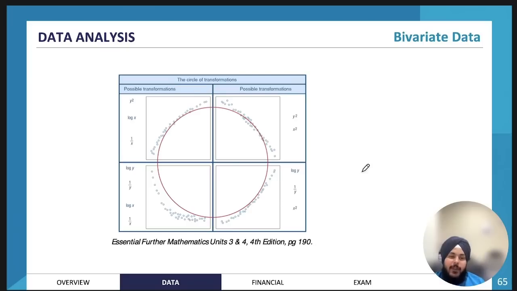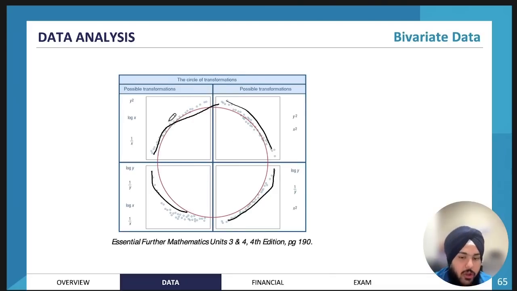If there turns out to be a pattern, we might look at the original graph and try to determine what the distribution might be. Is it curved like this? Is it curved like this? Is it curved like this? Or is it curved like this? Once we have determined which one of these a graph looks like, and this is called a circle of transformations, which all of you should have in your data book, we can determine which transformation to use.